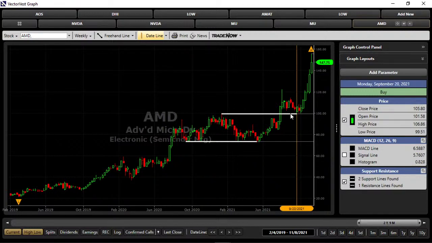You can also, if you wanted to buy more of the stock, do so if price retests support and then retraces from it. You can buy more of it. That's a nice bullish move there.